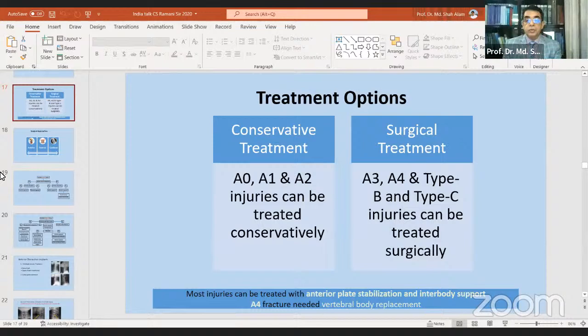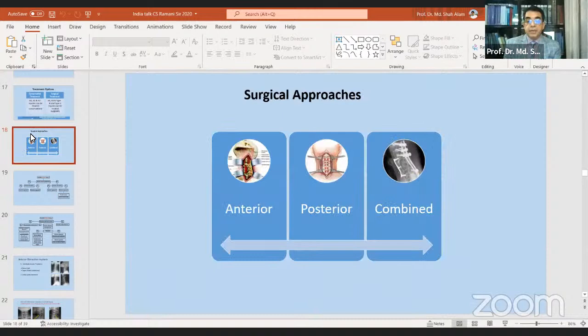When it comes to surgical intervention, A0, A1, A2 we can straightaway treat conservatively. For A3, one group of people consider it can be treated conservatively, but the patient needs to follow up closely. But A4 and type B and C injuries must be treated surgically. Most injuries can be treated with anterior cervical plate and screws. The surgical approaches may be anterior, posterior, and sometimes combined, that is global stabilization.